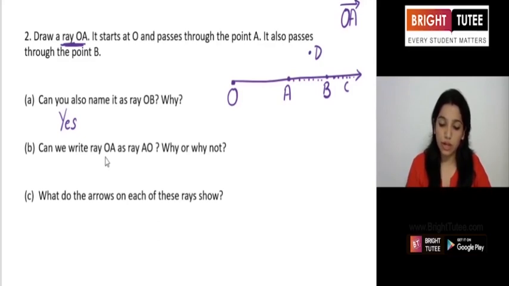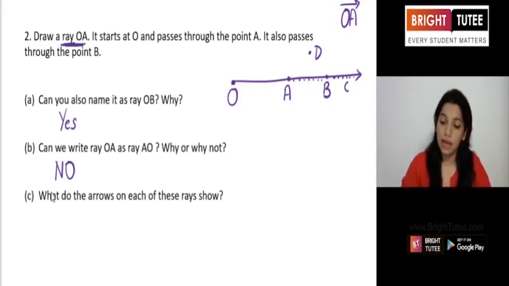Okay. Now let's move to the next one. Can we write ray OA as ray AO? What do you think about this? I hope you are saying in your head that no, I cannot do this. So if you are saying a big no, the answer is absolutely correct. You cannot name the ray OA as ray AO.